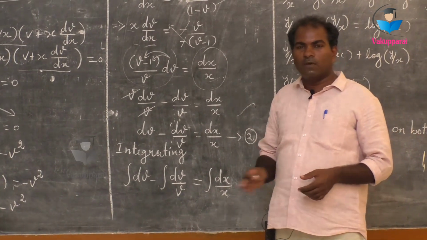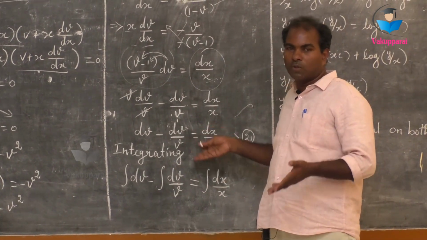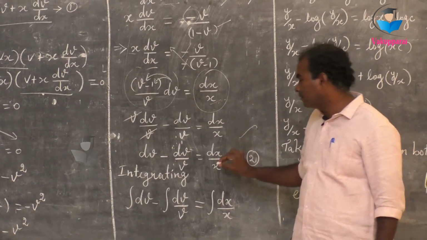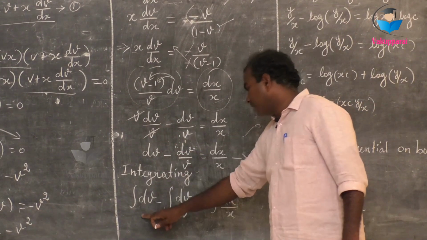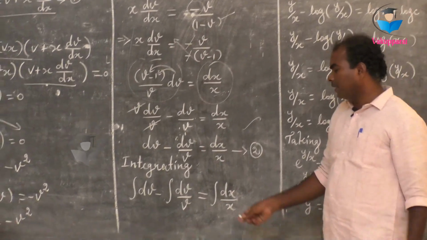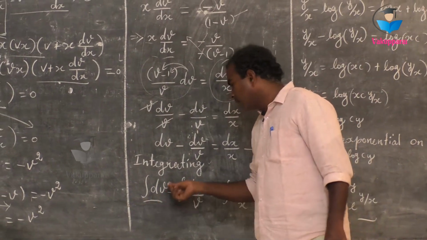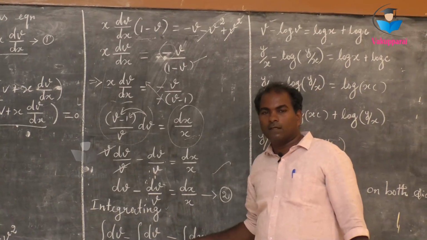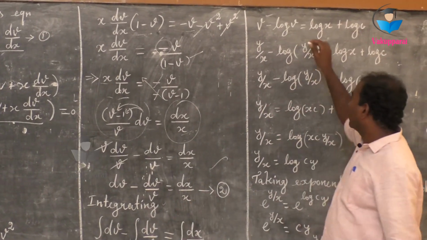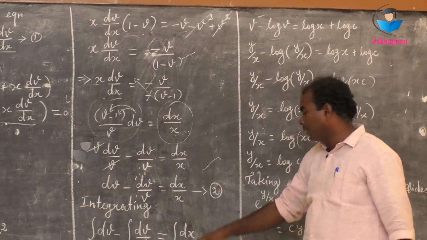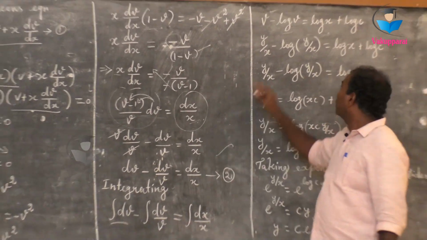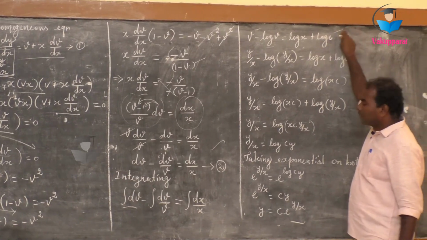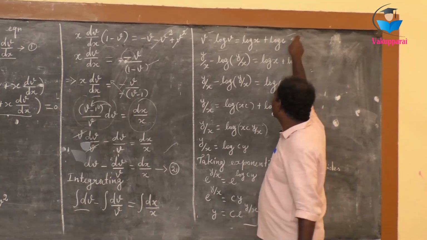Already we have seen the variable separable method. Then we have to follow the method. Integrating. If we integrate this, what will come? v will come here. This is in fraction, so if you integrate, what will you get? Log v. If you integrate dx by x, we will get log x. Also we put one constant term for integration.